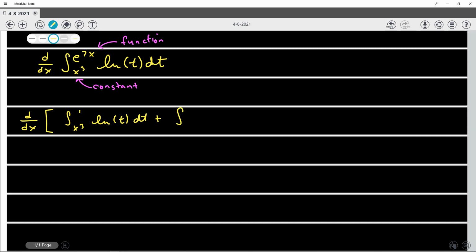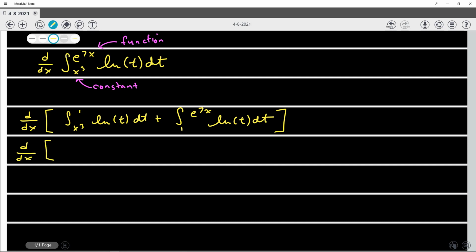plus the integral from 1 to e to the 7x, because you know you can do that, right, with your integral properties. And now from here, oops, close my bracket.